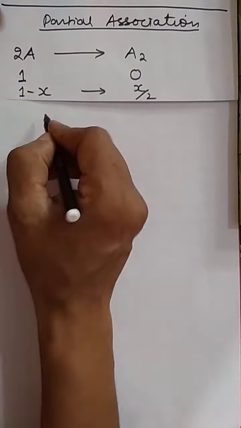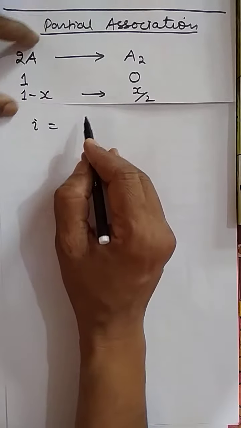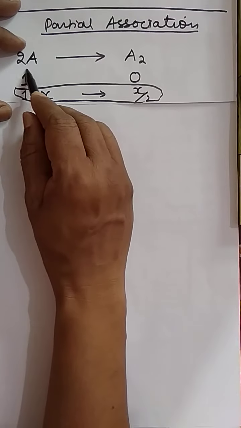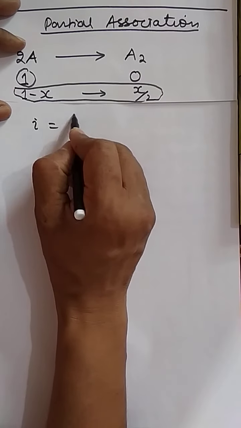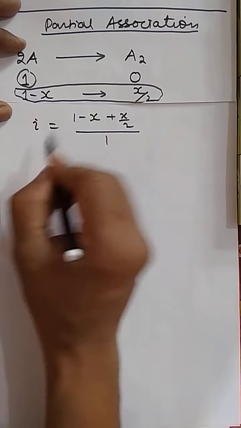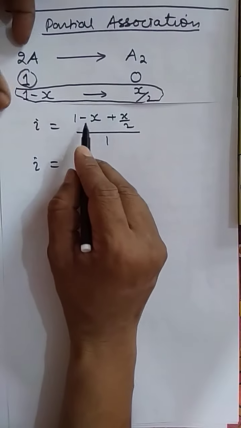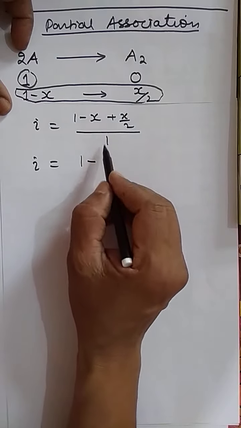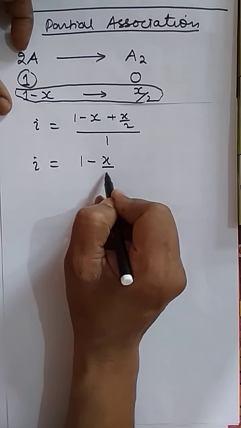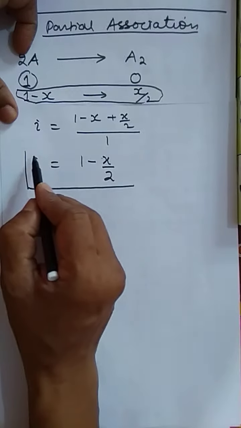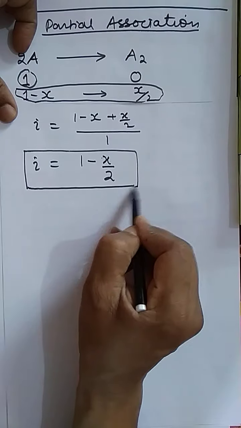Okay, X by 2. Now what is the value of I? I is equal to, after association these are the molecules, and before association this is the molecule. 1 minus X plus X by 2 upon 1. So I is equal to 1 minus X plus X by 2, so 1 minus X by 2. So this is the value for I, right?